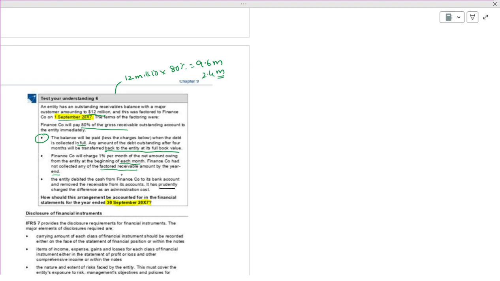Fine. Now, how much are they receiving? How much are we talking in terms of the receivables they are going to have? The entity has an outstanding receivable balance with a major customer. How much? 12 million. Make sure we are very clear what they are asking us, how it is going to be accounted, how it is going to be debited and how it is going to be credited.